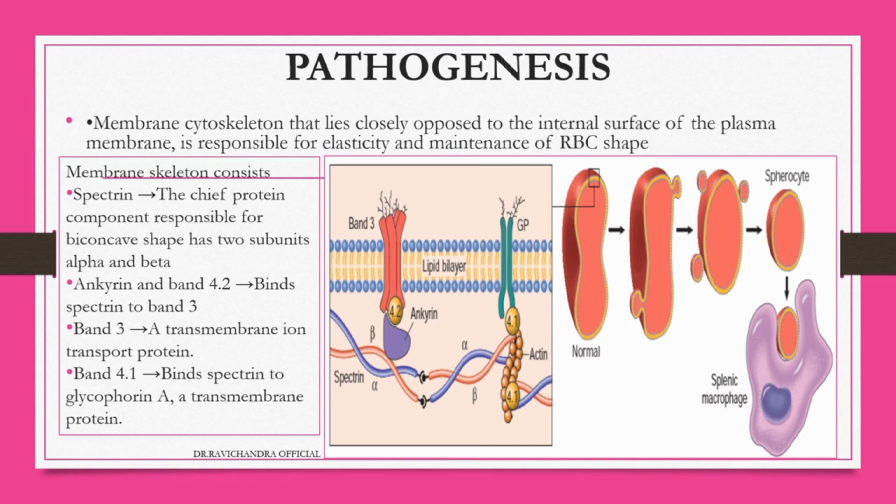Coming to spectrin, it is the chief protein component responsible for the biconcave shape, and it has two subunits, alpha unit and beta unit. Ankyrin and band 4.2 will bind spectrin to band 3, which is a transmembrane ion transport protein. Band 4.1 will bind spectrin to glycophorin A, which is a transmembrane protein.